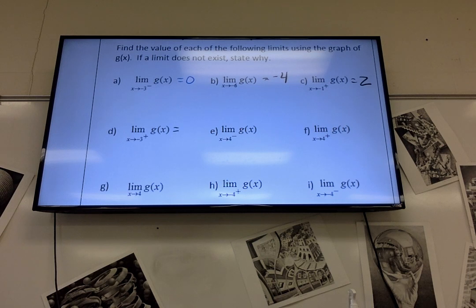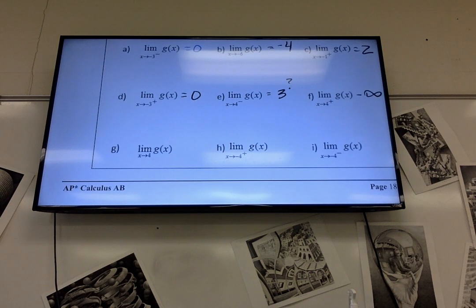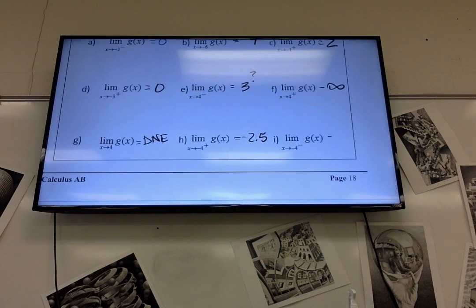Brooklyn. 0. Faith. 3. She said 3 with a question mark. We'll come back. F, when? -infinity. Okay. G, I'll tell you these. Does not exist. -2.5. That might have been when you couldn't quite tell what it was. And -6.